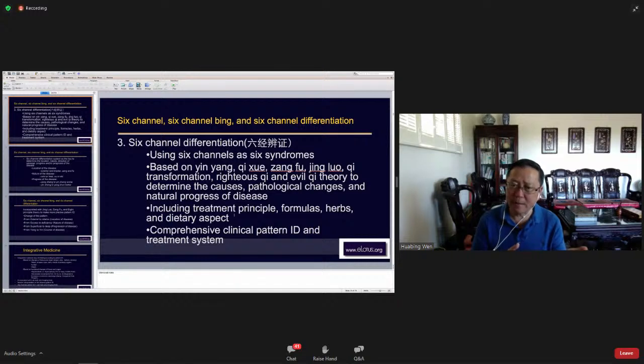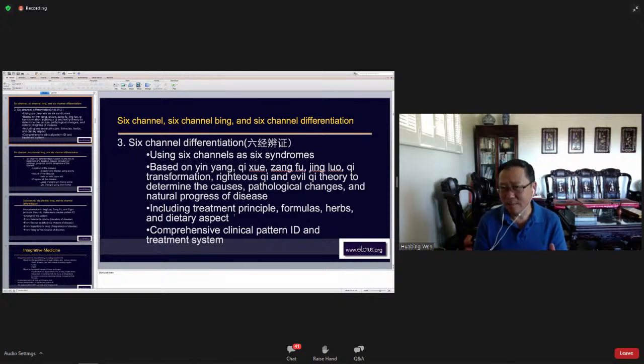From there, the treatment principle, the formulas, the herbs, and the dietary aspect should all be addressed. One thing about the dietary recommendation part: it should talk about food in line with your pattern identification. Most times, people say that when they went to see the acupuncturist and TCM practitioners, they always ask the same thing: no cold, no raw, eat only prepared, well-cooked food.